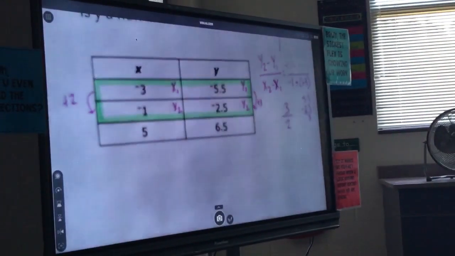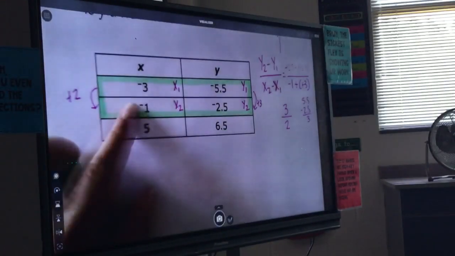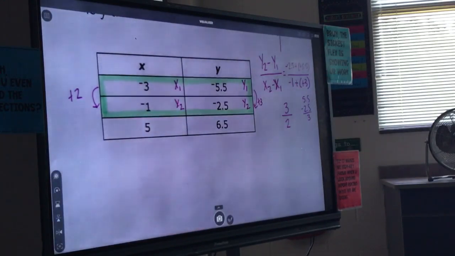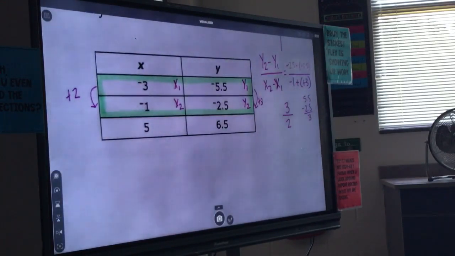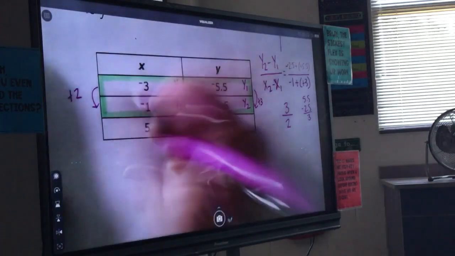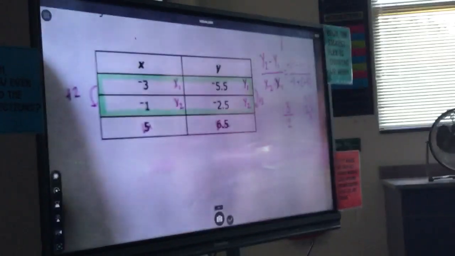Okay, I have a question. This goes from -1 to 5. How do I know if my rate of change is correct? What do I need to do? So I'm going to technically skip this one. That's where I want to end. I'm going to skip it for now.